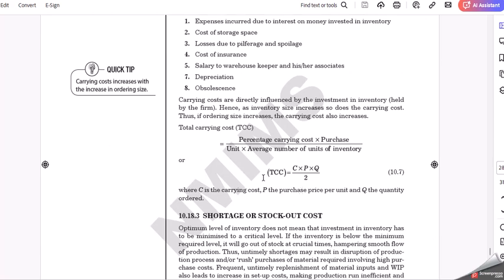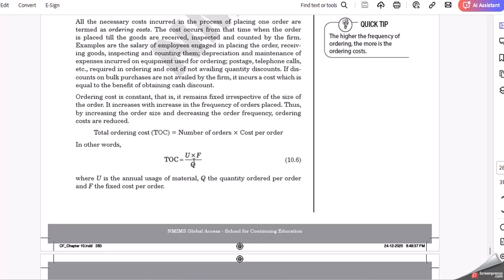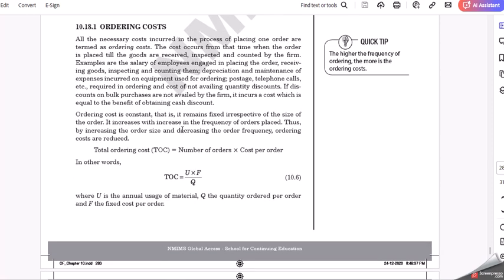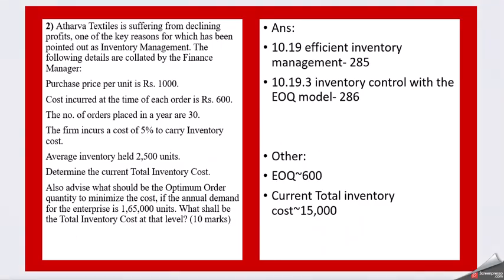This is your TCC formula, total carrying cost, and this is your TOC formula. For each of it, you put in all the values that have been given in the question, and then you'll be able to answer. I have just given you approximate answers. Again, please don't go by these answers exactly. They are very, very approximate. The exact digits you will get only when you put all the information into the respective formulas.